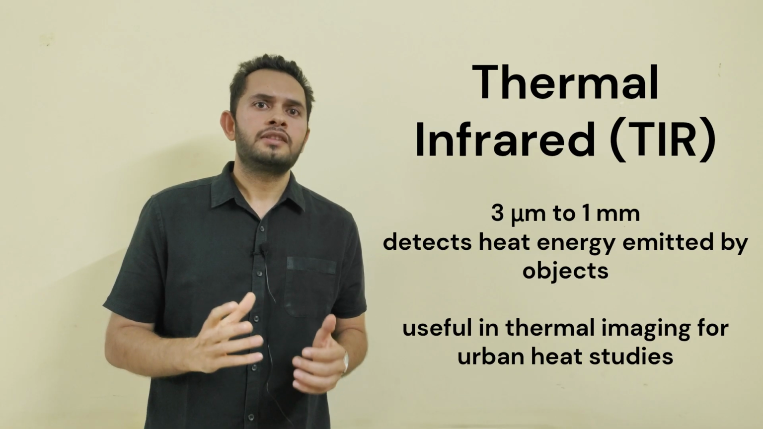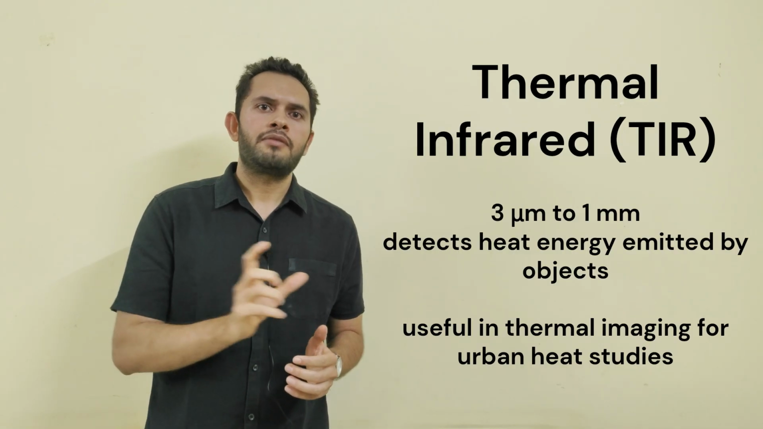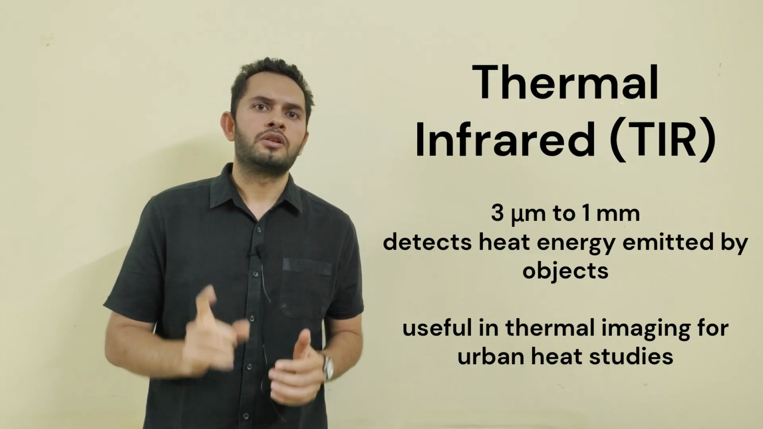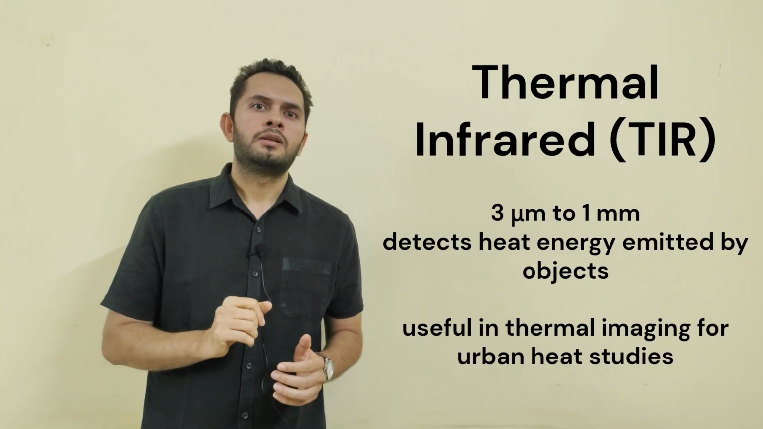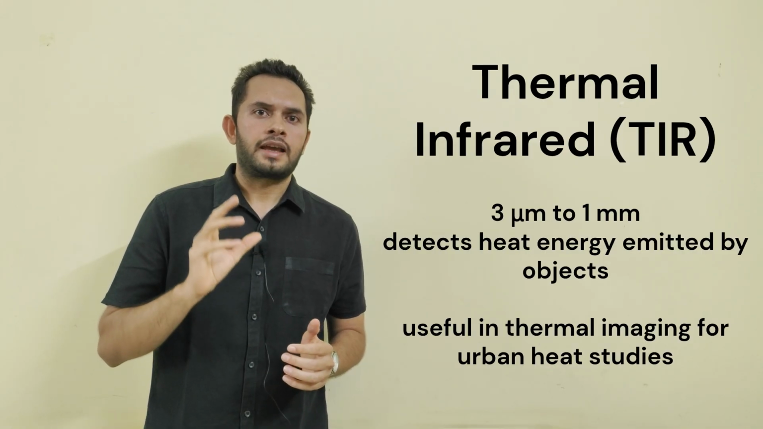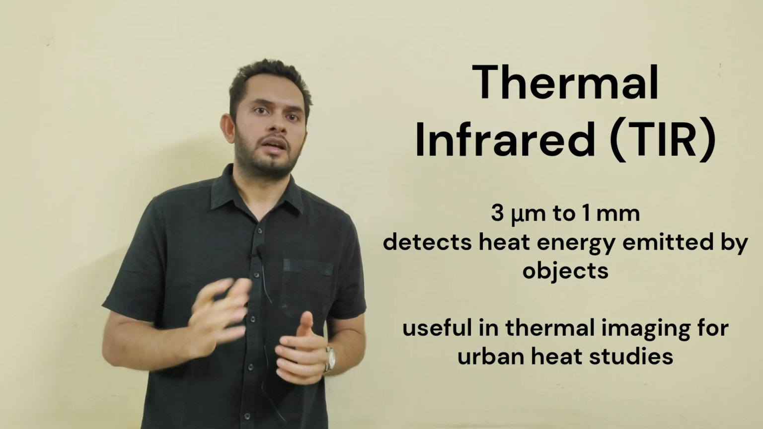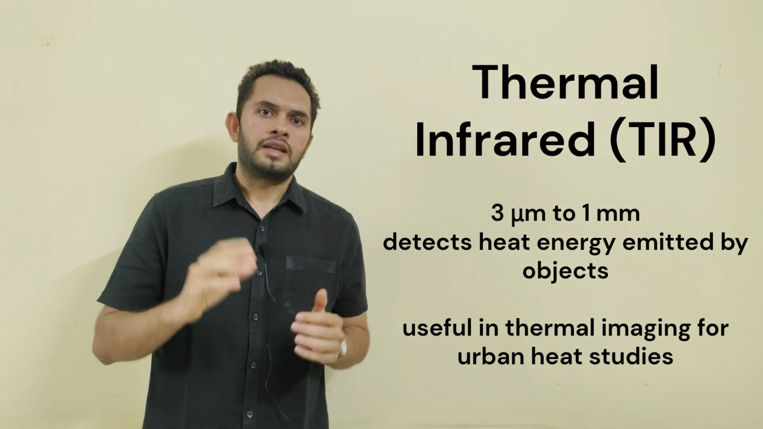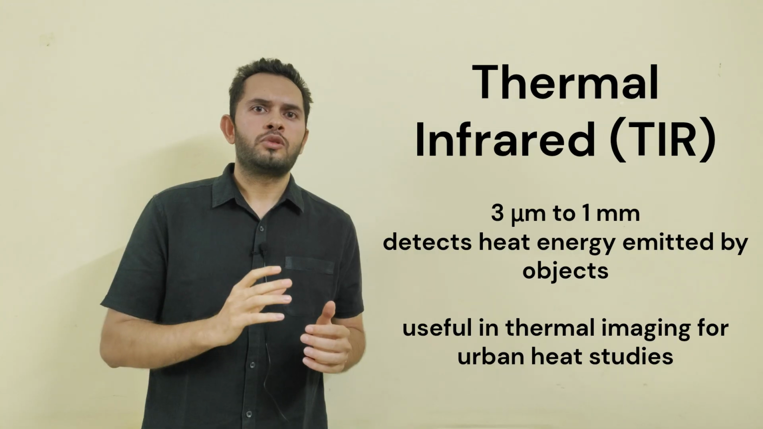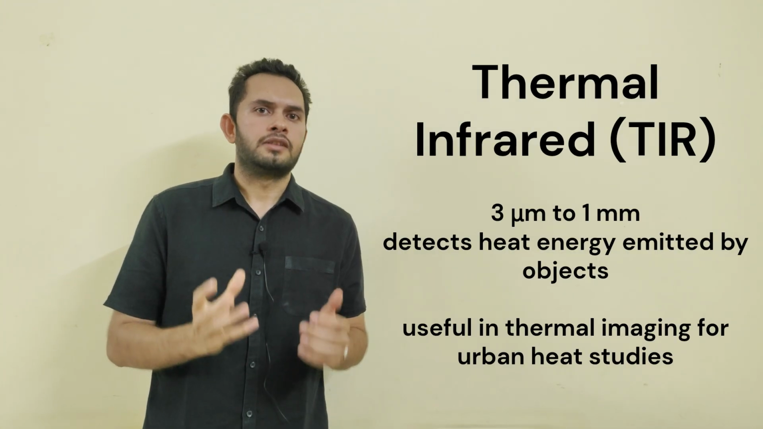The next region of infrared is TIR, that is thermal infrared. It has wavelength range of 3 micrometers to 1 millimeter. This TIR region can detect the energy emitted by any object or target. That is why it is very useful for urban heat studies.